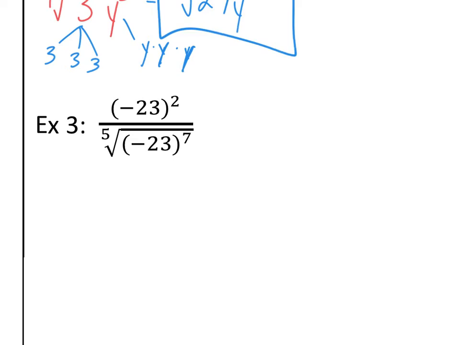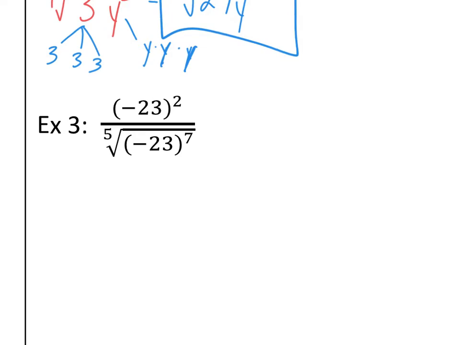What do we got here? We got a fraction, right? We're dividing, okay? So on top, we've got a negative 23 being taken to the 2nd power. And then on the bottom, we've got a negative 23 to the 7th power to the 5th root, okay? There's a really long way I could work this out. But there's also a really easy way I could work this out.